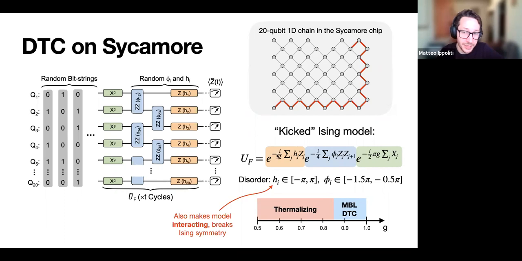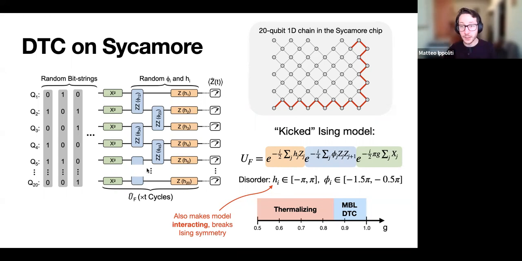And finally, the Z rotations that are necessary for several reasons. One is for breaking the manifest Ising symmetry of this piece of the unitary. Another is to make the model actually interacting, because these two terms taken in isolation would map onto free fermions under a Jordan-Wigner transformation. So if you want an actual many-body phase, it's important to have this term which makes the model generally interacting.